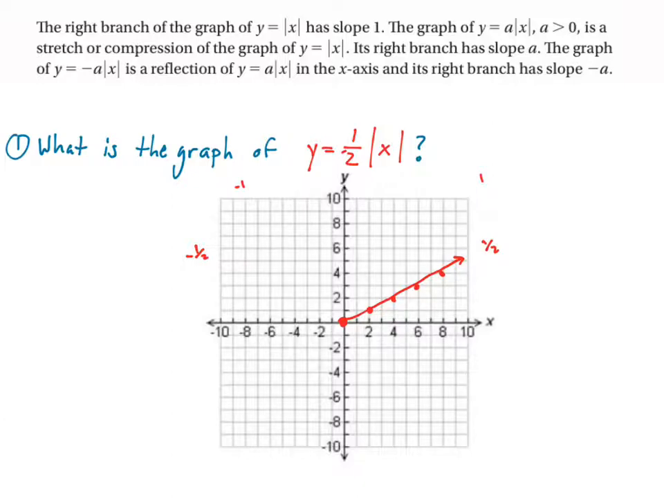But since we're going to the left, we're going to go backwards. We'll go up 1, left 2, up 1, left 2, up 1, left 2, up 1, left 2. This line, by working backwards, has a slope of -1/2, sorry. And so this would be the graph of our function y equals 1/2 times the absolute value of x.